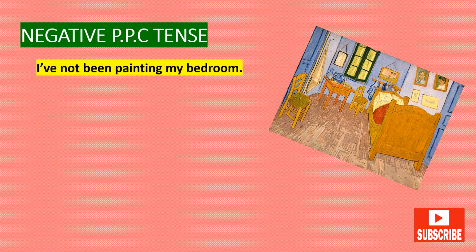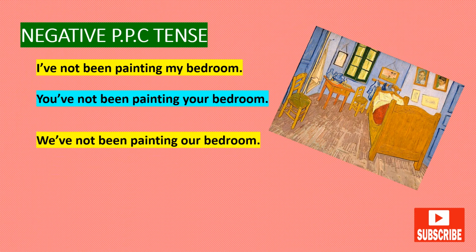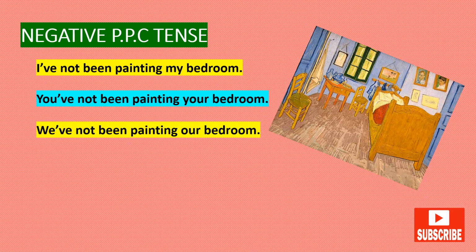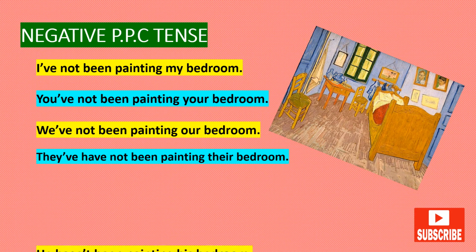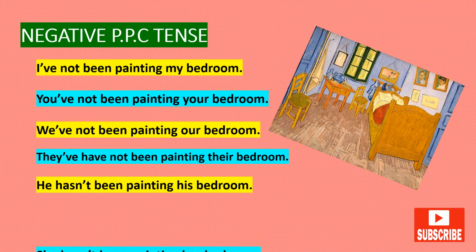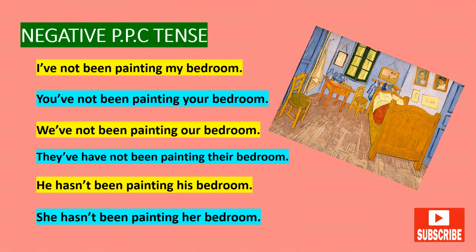The negative practice. I've not been painting my bedroom. You've not been painting your bedroom. We've not been painting our bedroom. They've not been painting their bedroom. He hasn't been painting his bedroom. She hasn't been painting her bedroom.